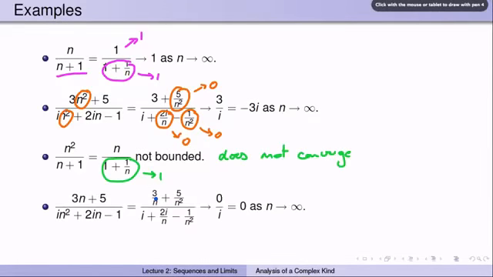And finally, let's look at this example: 3n plus 5 divided by i n squared plus 2i n minus 1. Again, let's pull an n squared out of both numerator and denominator. The numerator becomes 3 over n plus 5 over n squared. The denominator becomes i plus 2i over n minus 1 over n squared.